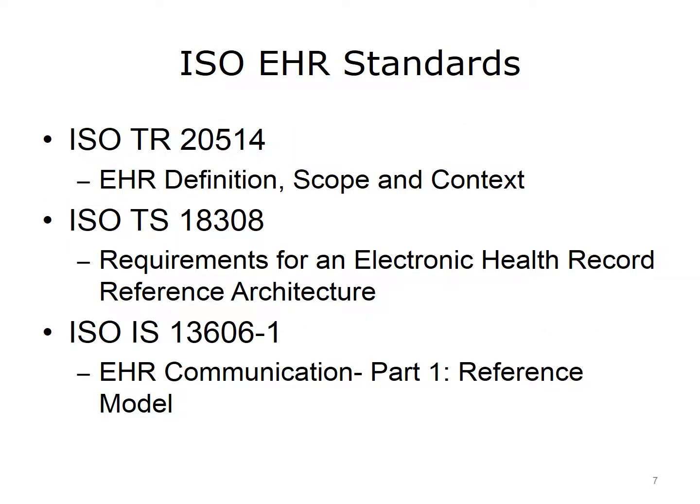These 3 ISO standards provide views of what the architecture, structure, and content of an EHR should be. ISO TR 20514 provides some simple concepts about what an EHR might be. ISO TS 18308 defines the requirements for an electronic health record reference architecture and provides some suggestions for an EHR architecture that would support interoperability and data sharing.